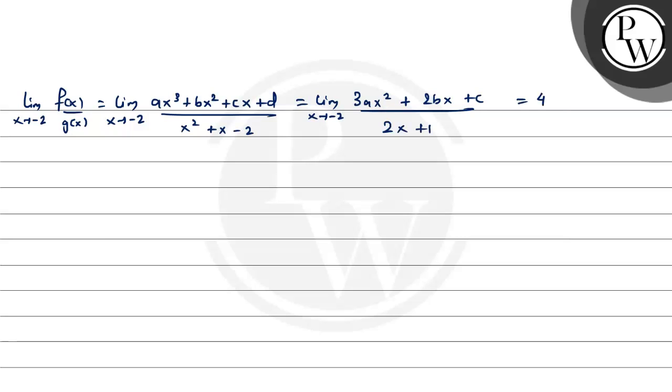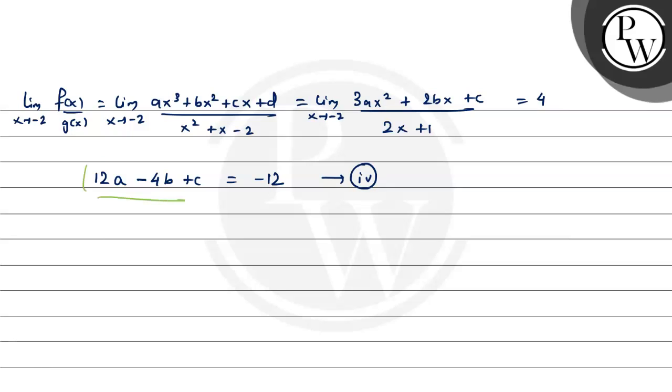Since the limit of the denominator is non-zero, therefore the limit of the numerator is also non-zero. Further, applying the limit, we get 12a minus 4b plus c is equal to minus 12. Let's call this equation 4.